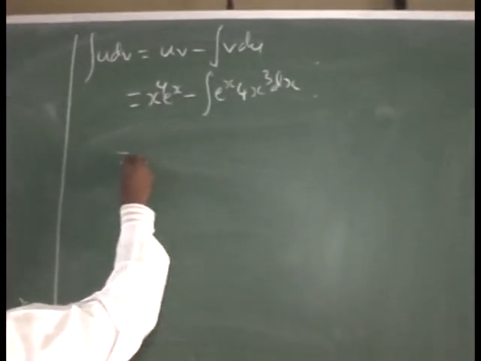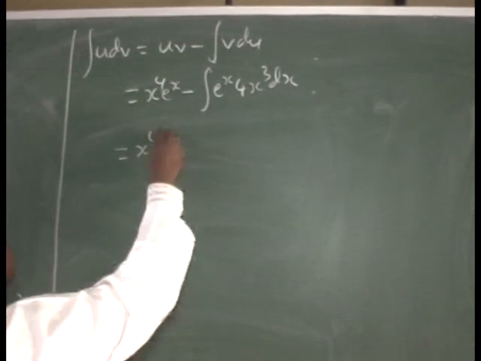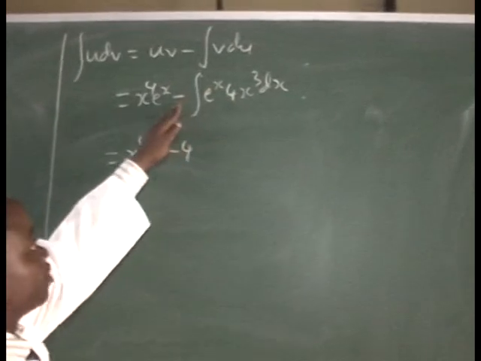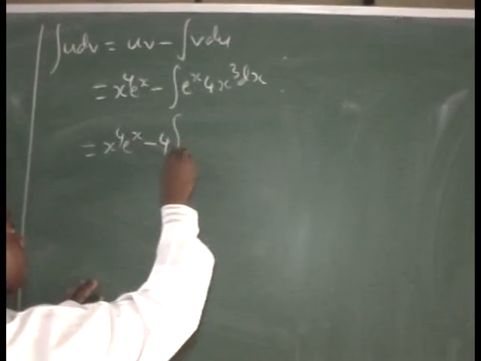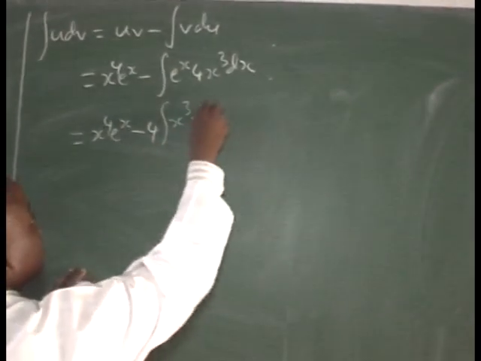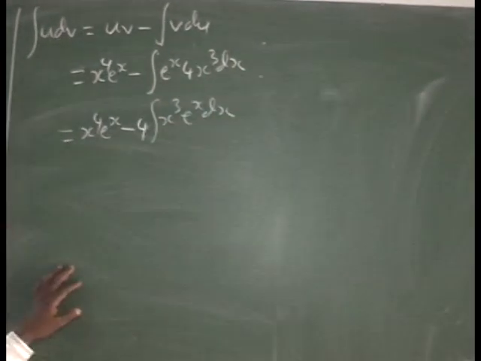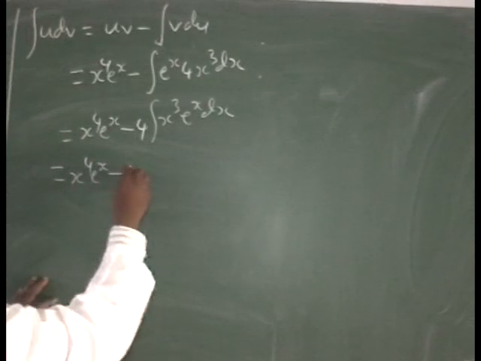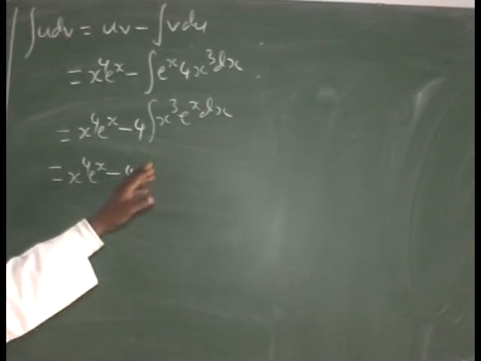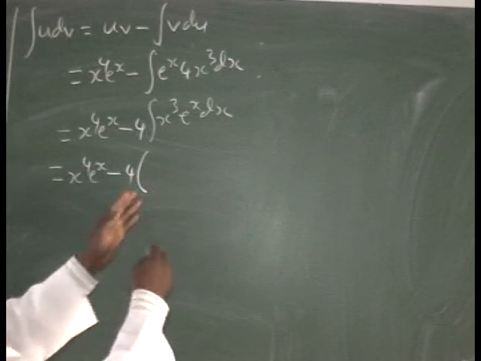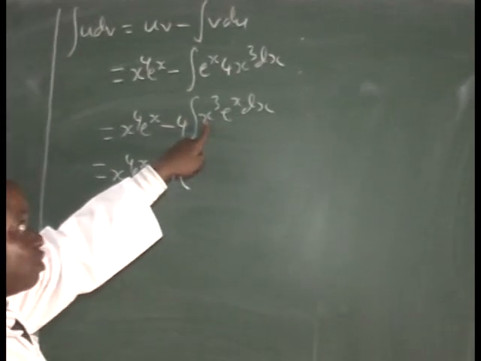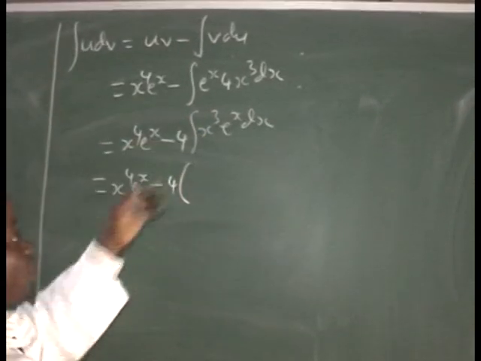So that is how we put it. And when you do that, you have x raised to the power 4 exponential x minus 4. I'm taking out the constant of integration, so I have integral x cubed exponential x dx. So I have again x raised to the power 4 exponential x minus 4. Then I will start again and make this one u.